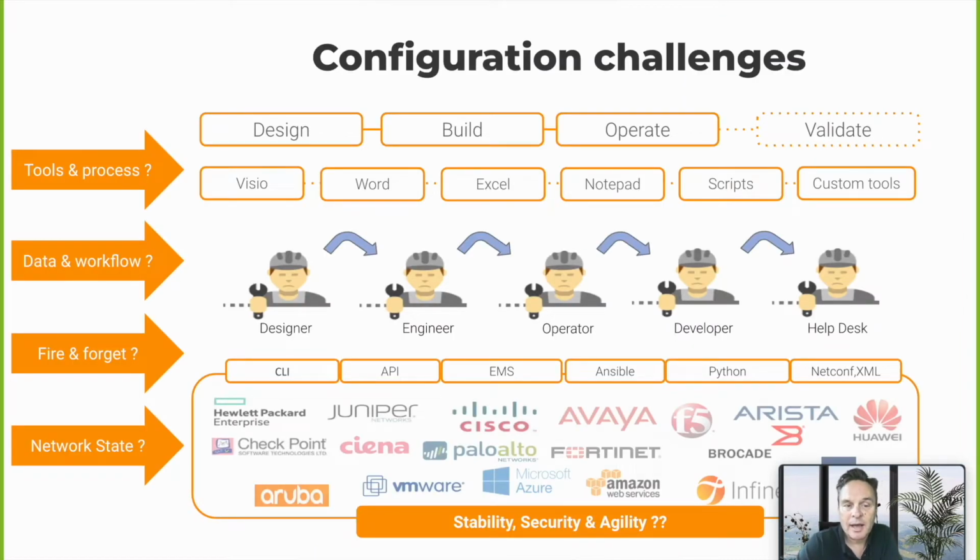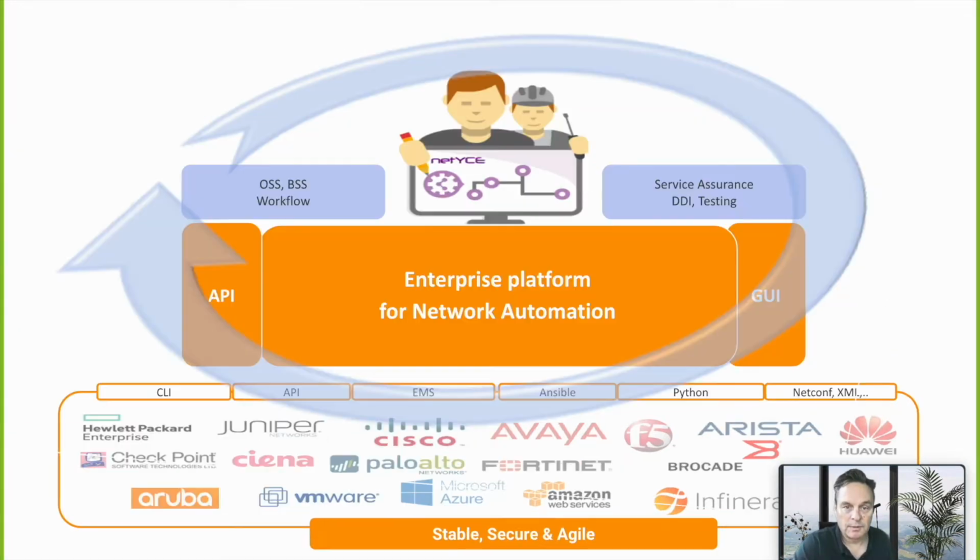If you take a look at the processes around design, build, and operating networks, you'll see that many people use different tools from Visio and Excel, Notepad, what have you, but also nowadays with scripts and Ansible playbooks. The challenge is like, how do you manage these processes? How do you prevent in the end that you are not sure what the network state is? So do you really know how your network is configured nowadays? If you don't, then that's a risk for the stability, security, and of course the agility of your network.